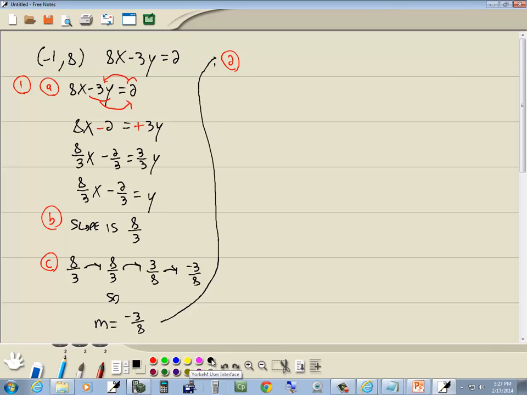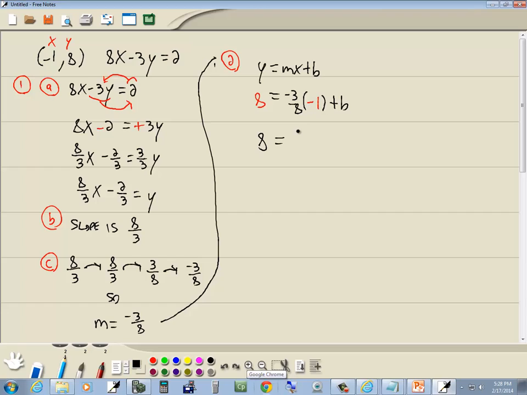Step 2. Into the formula, y is equal to mx plus b, we want to plug in the m we just found, which is -3/8. And we want to plug in the given point for x and y. They gave us this point, so this is x and this is y. So I'll put an 8 in for the y and -1 in for the x. And then solve for b.